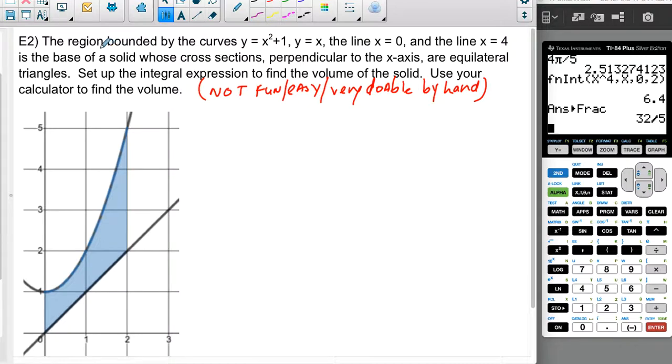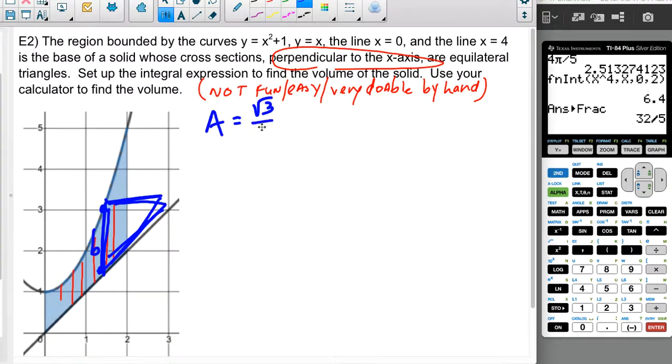So the region bound by these curves, right, so this blue region, is a base with cross sections perpendicular to the x-axis. So again, we're talking going this way, perpendicular to the x-axis. And they are equilateral triangles. So what we're saying is coming out of this board is an equilateral triangle that has some base here, right? The area of an equilateral triangle is root 3 over 4 b squared. You don't have to know that. You can figure that out from scratch the way I did a couple slides back, but it's a lot easier if you figure that out.